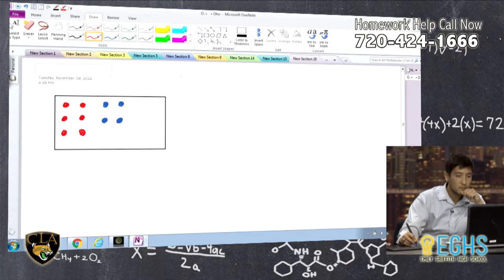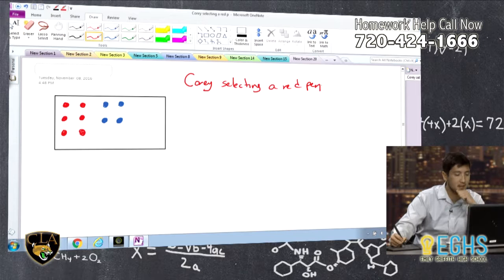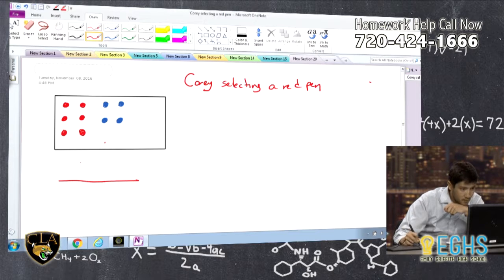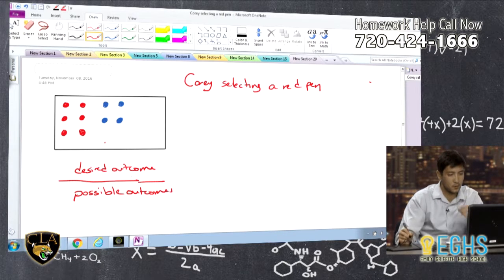And the odds of Corey selecting a red pen, well, let's think about how many pens there are. We're going to talk about really quick, desired outcome over possible outcomes. Or did you call it something else before? I mean, that works. That works.